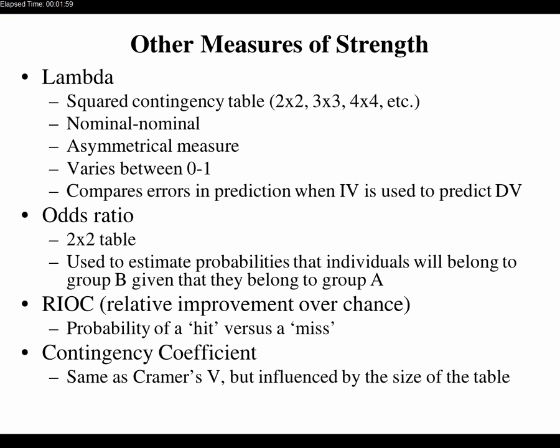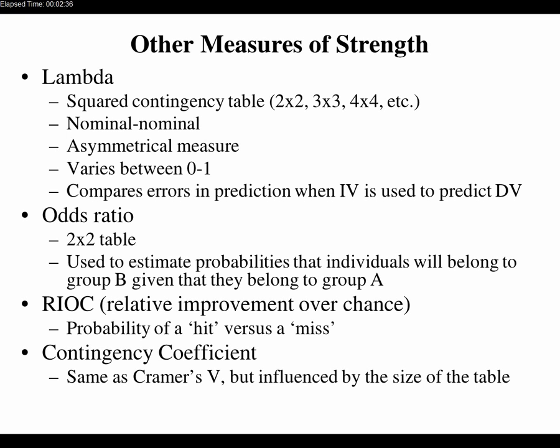Other measures of strength that you might use are lambda, which is for squared contingency tables, and it's for nominal to nominal. And of course, if you're going to use nominal variables, this is the one that you want. It's an asymmetrical measure, and it varies between 0 and 1. It compares errors in prediction when the IV is used to predict the DV. Okay, so the independent variable is used to predict the dependent variable.